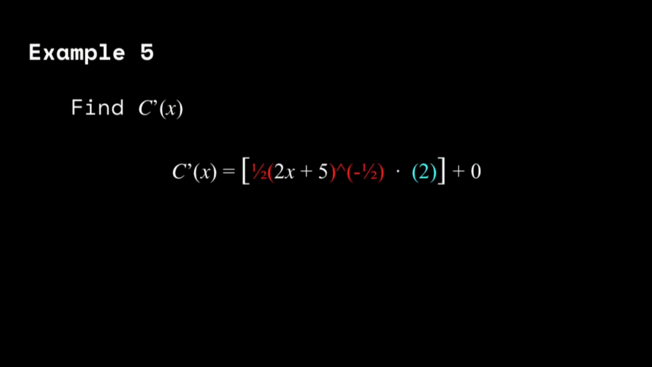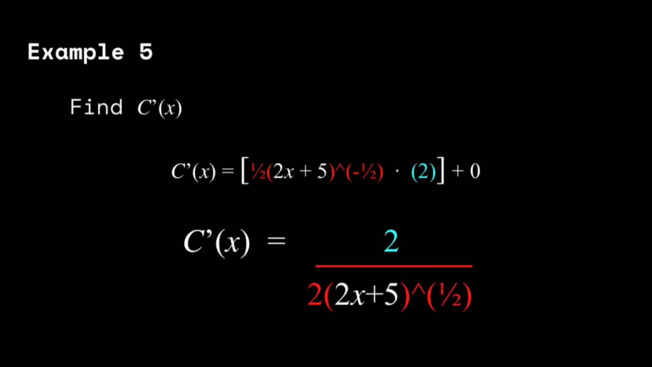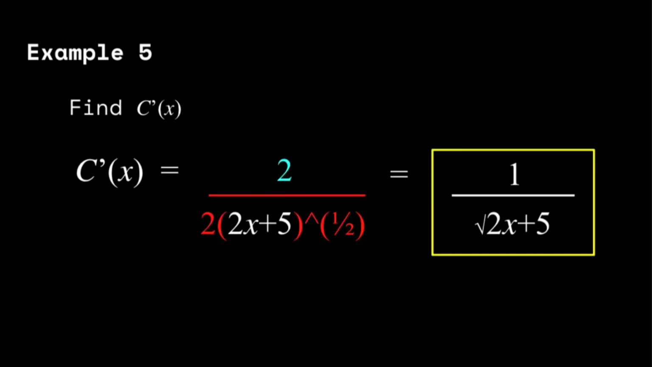Because the original equation had a fixed cost of $100, we still need to find the derivative of that, but since there's no x variable, that $100 turns into 0. Now we can simplify our answer, moving the derivative of the outside function into the denominator and multiplying 2 into the numerator. If we cancel out the two constants, we are left with this answer, which is the derivative of the cost function.